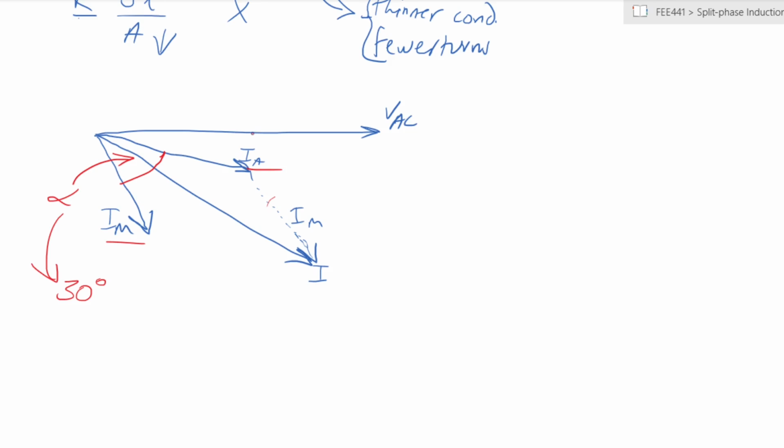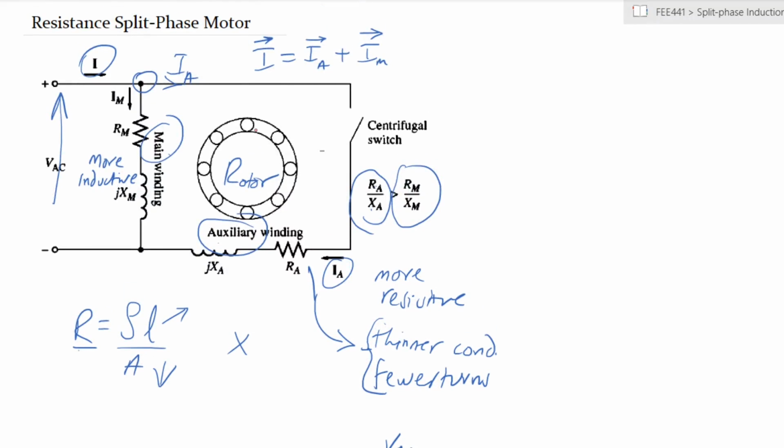One thing we'll notice when we look back at the wiring diagram or the circuit diagram of our motor is that we have a centrifugal switch provided at this point. The reason for that is you have a main winding that is more inductive than the auxiliary winding. Sometimes we call the auxiliary winding the starting or start winding.